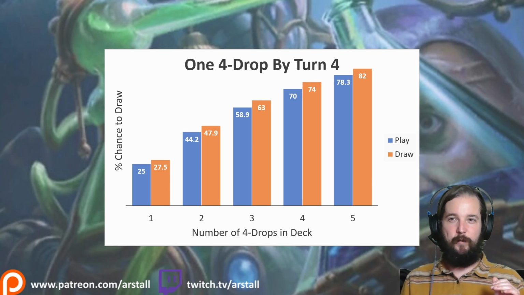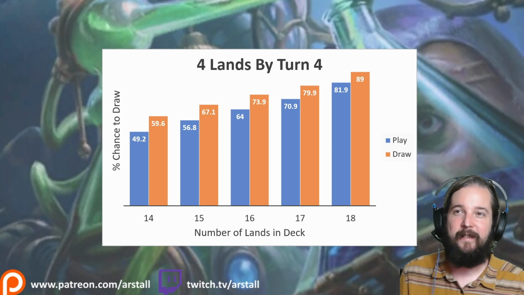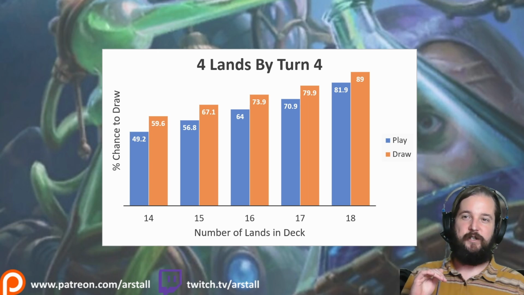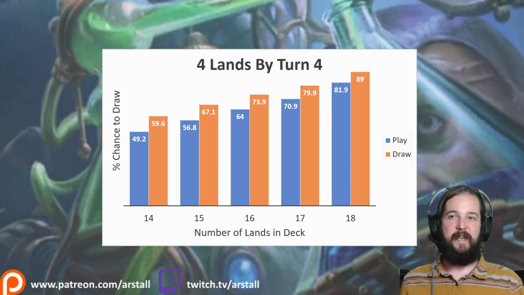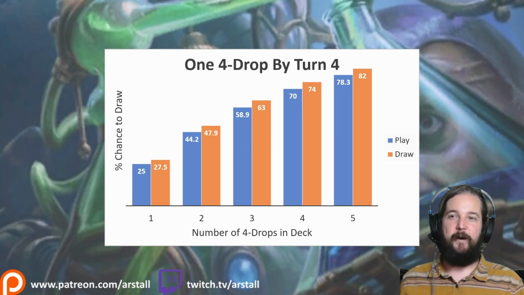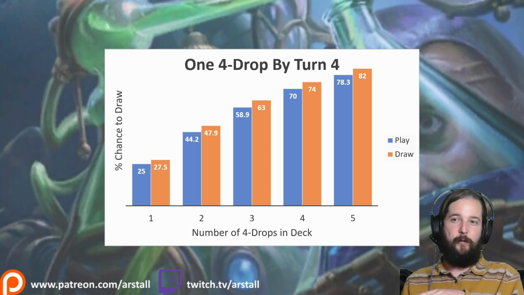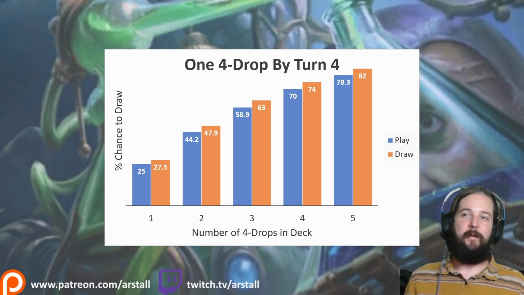But if we lower our chances of hitting the land, so if we play 16 lands in our deck, then the chances of hitting that land 4 is no longer 75%. Let's call it 70%, right? And if that's the case, then we can go like, okay, well, maybe the more ideal spot for our number of 4-drops in our deck is 3, or maybe it's 2.